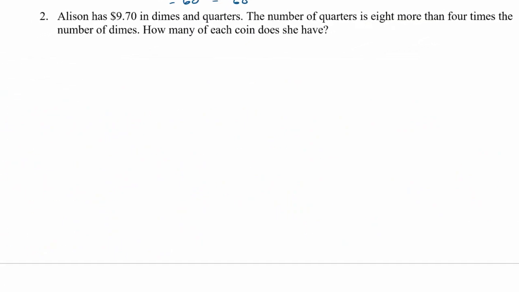Okay, in this problem, Allison has $9.70 in dimes and quarters. The number of quarters is 8 more than 4 times the number of dimes. How many of each coin does she have? So we're once again looking for the number of dimes and the number of quarters, right? The number of coins. And we can only use one variable, and we know nothing about the dimes. We know something about the quarters. The number of quarters is 8 more than 4 times the number of dimes.